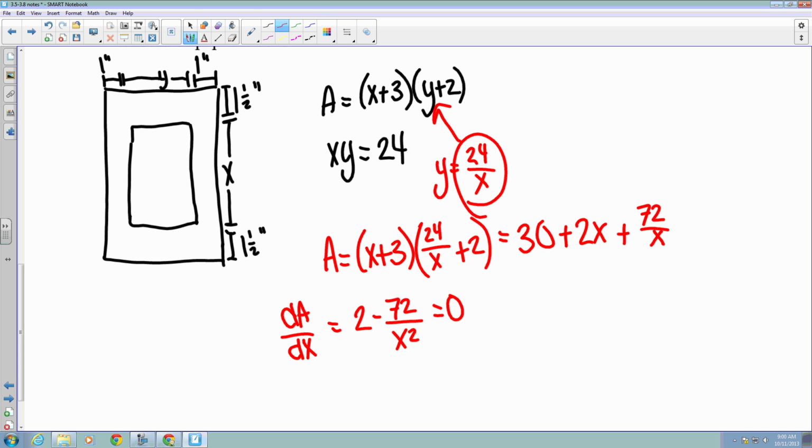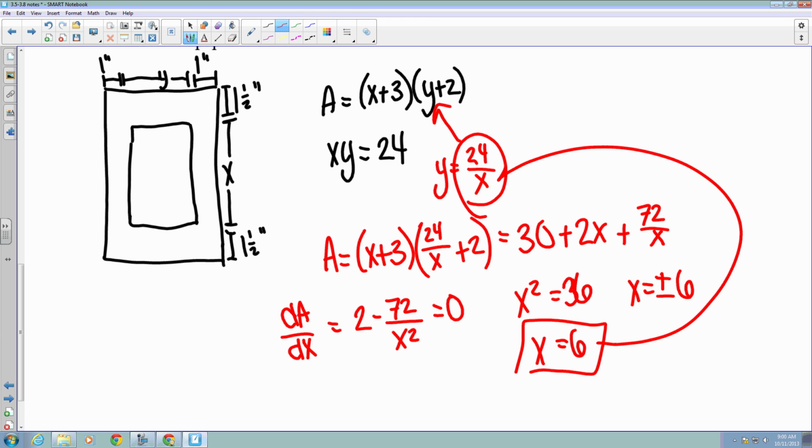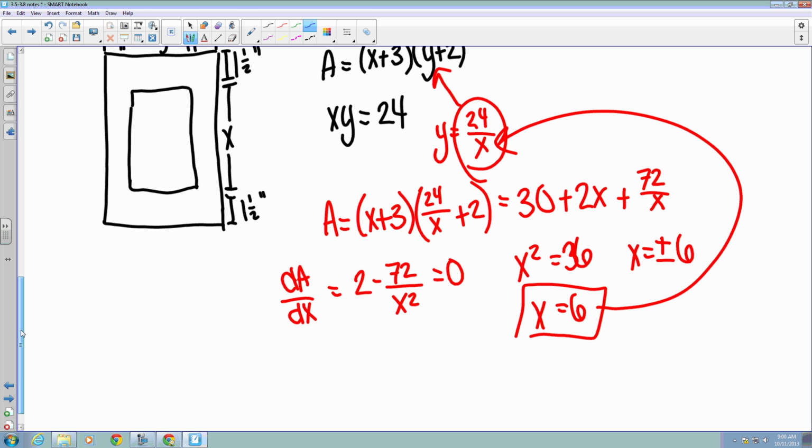Set that equal to 0. x squared is 36, so x is plus or minus 6. The negative 6 does not make sense because we need to have a positive x value since it's a piece of paper. So x is 6. We then put the 6 back into the equation we solved for y, and y is 24 divided by 6, which is 4. Now that's not actually the entire answer.